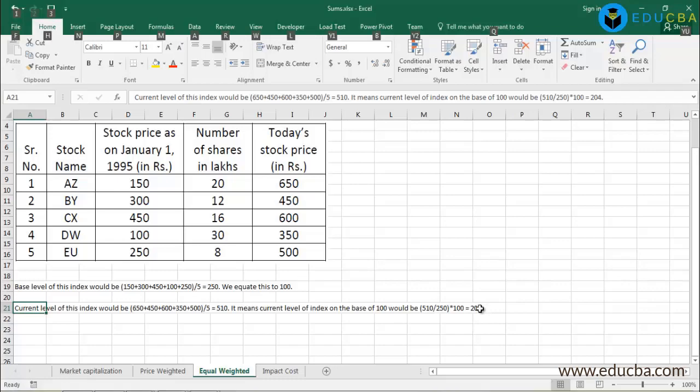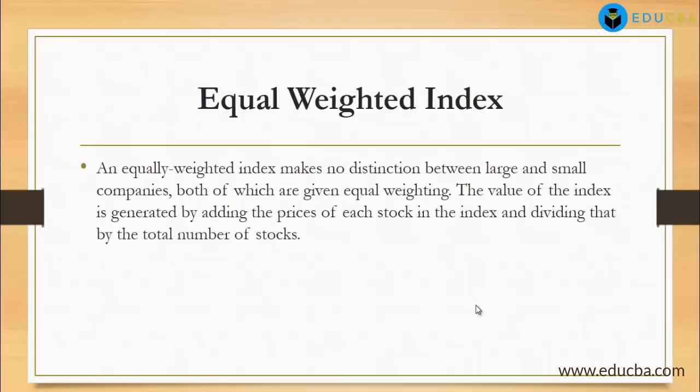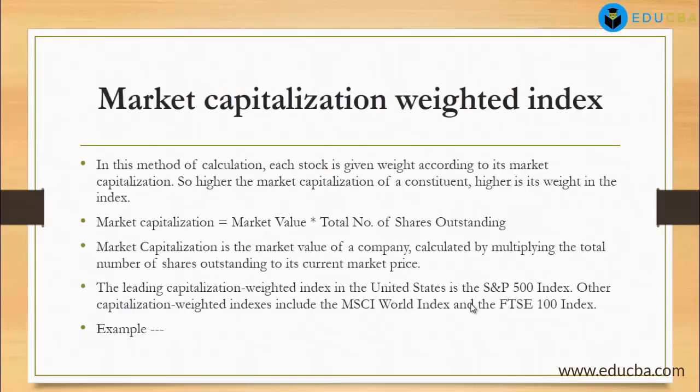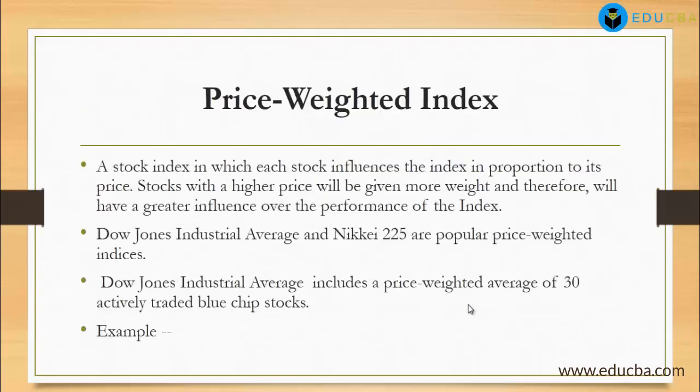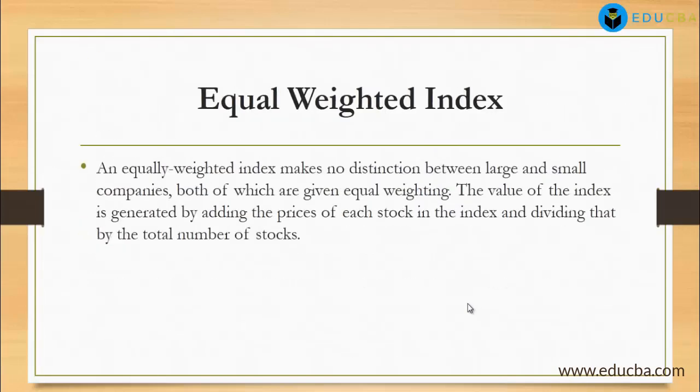All right, I think this was pretty good. So there are 4 major types of indices. We looked at market capitalization, we looked at free float, we looked at price weighted, and the 4th one is the equal weighted index.